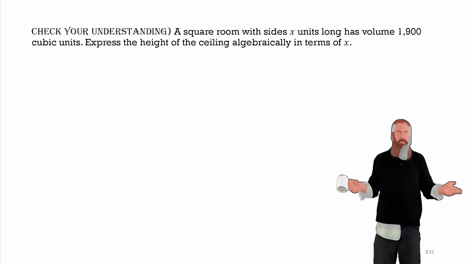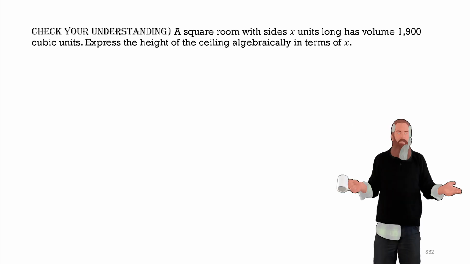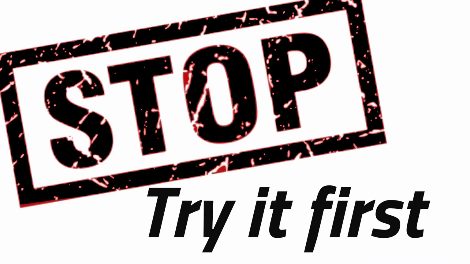Let's check our understanding of this. A square room with sides x units long has a volume of 1900 cubic units. Express the height of the ceiling algebraically in terms of x.